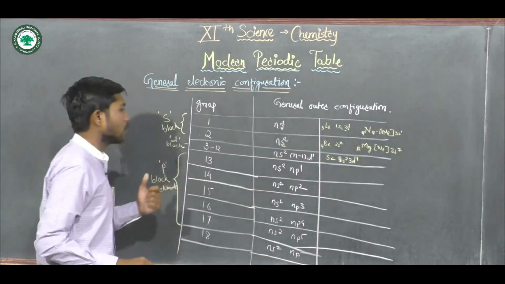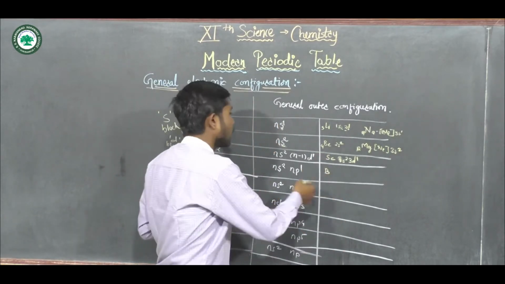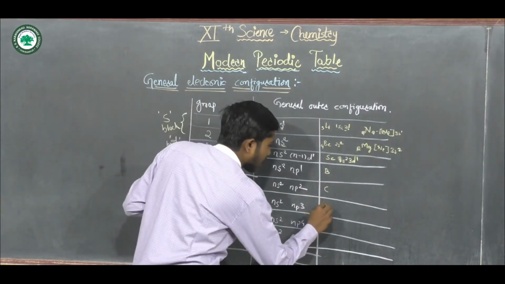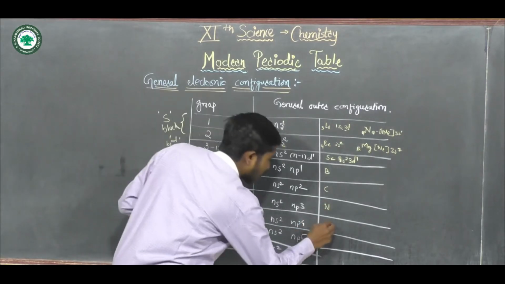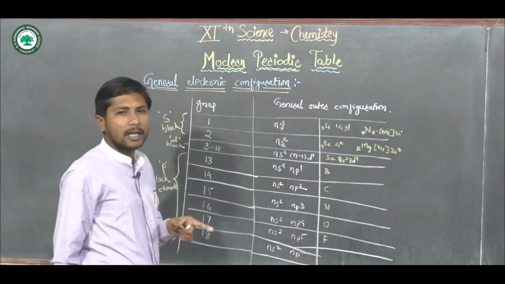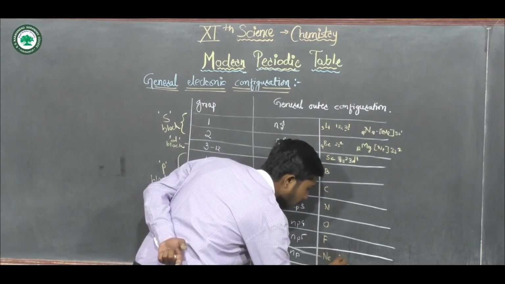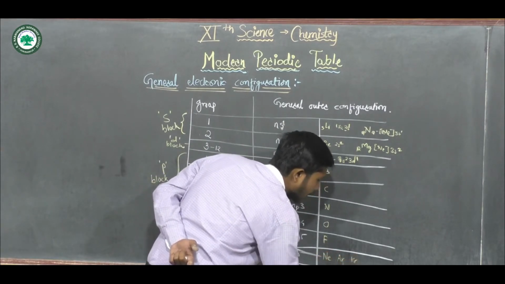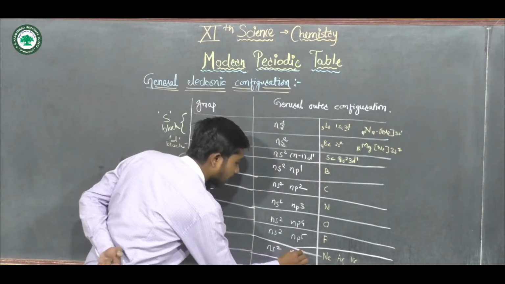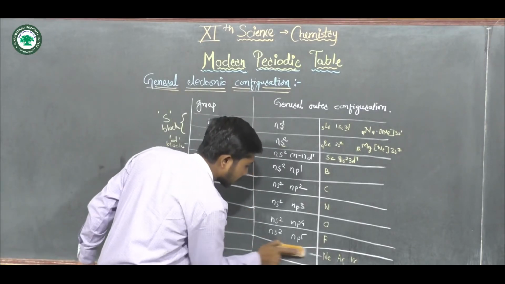Again, in case of p block element, which is starting at boron, 14th group element, that is the carbon family, 15, that is the nitrogen family, then 16 group, that is the oxygen family, 17 group, fluorine, chlorine, bromine, iodine, these are the halogen family, and 18, these are neon, argon, krypton. Likewise, these are the noble gas elements which are having completely fulfilled electronic configuration.